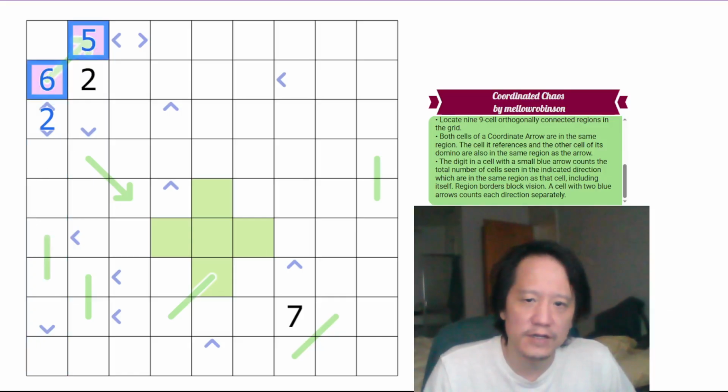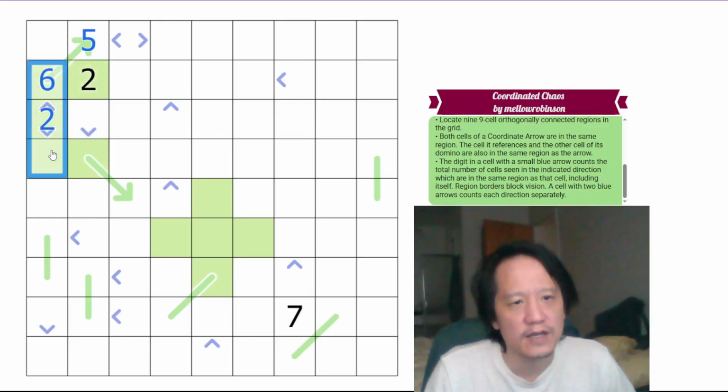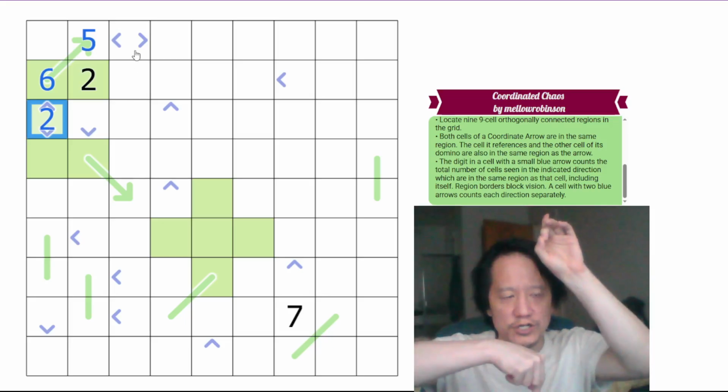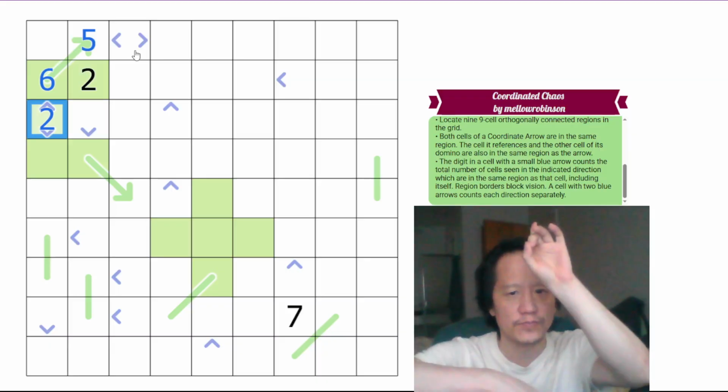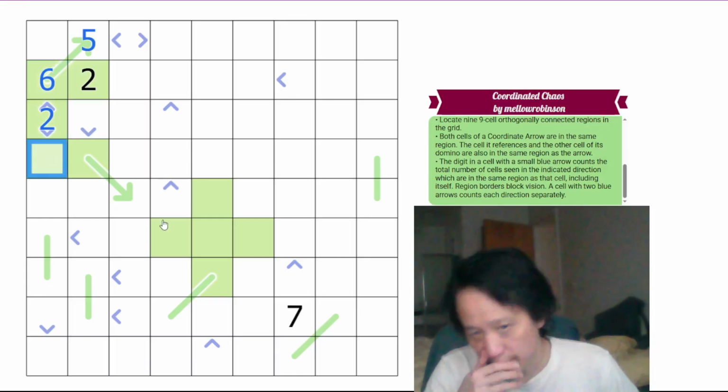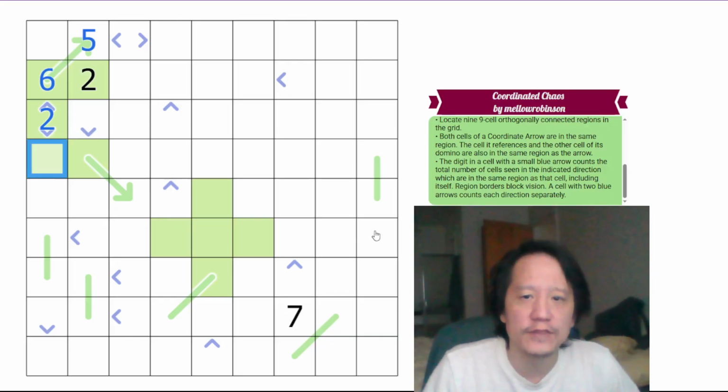So obviously this is its own region, but say this was 2. If this was 2, it could be something like this, and then that's done. And that would be valid for the small blue arrows to work. So again, for arrows that are pointing in 2 directions, you count each direction separately. So for example, this would be 1, 2 going that way. This would be 1, 2 going that way. And those are all the rules.